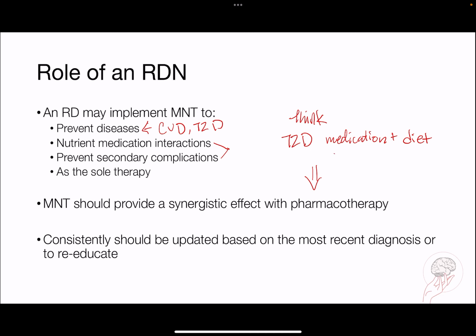Other examples would be things like thyroid disease. Will have a medication and a diet component. Often a lot of GI issues. So medication and diet need to work together.